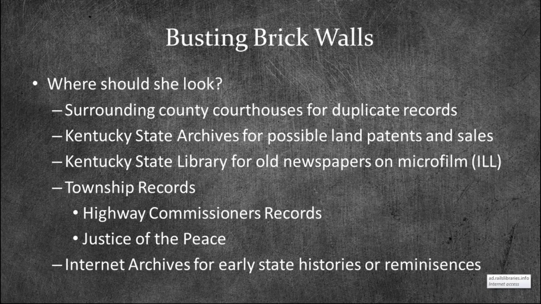The Kentucky State Archives is another possible place to look because if they arrived in the 1820s, it was most likely under land that was given by the federal government. So she can look for a land patent, a sale to him from the federal government, and those would be kept at the state archives. The state library might have old newspapers on microfilm that she can use.